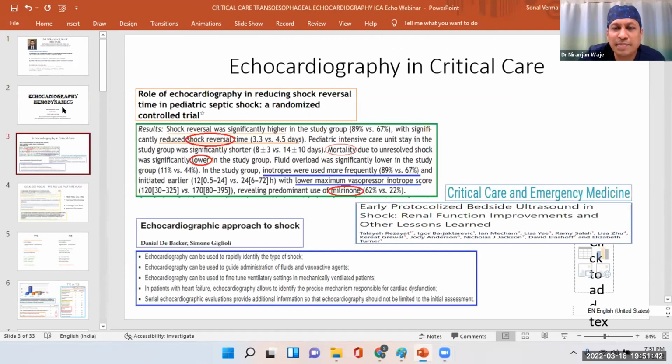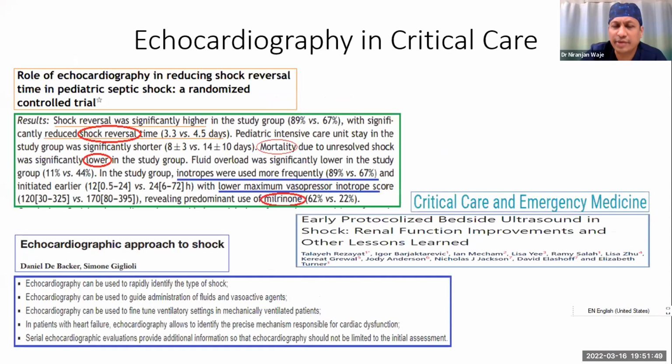Okay, so there are various papers. Sorry to interrupt you, sir. Can you please make it full screen? It's not in full screen. Oh, yeah. Is it okay now?